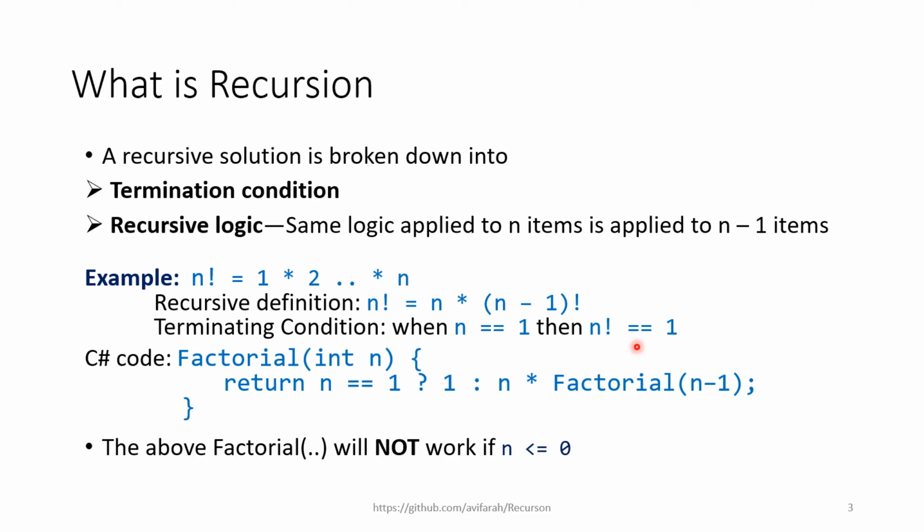Okay. So let's go through it as if we're a computer. If n equals 2, then we do 2 times the factorial of 1. The compiler will go back and call the same method again, but now with a 1. And if we did not have the terminating condition, we would continue forever.